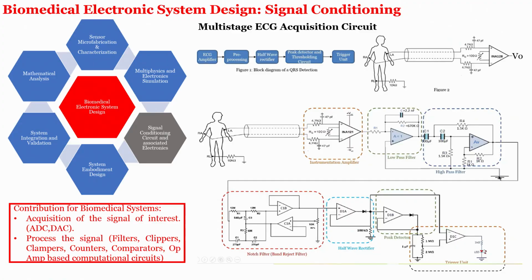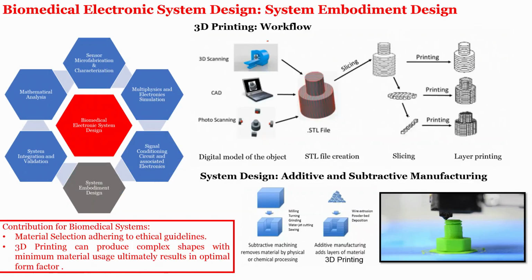You have also seen ECG, the multi-stage ECG acquisition circuit, in which we have shown how to design the complete electronic module, whether the instrumentation amplifier, high pass filter, low pass filter, band reject or notch filter, half wave rectifier, or trigger unit. We have also discussed how to detect the QRS using this electronic module, and the other part that we have been discussing is 3D printing.